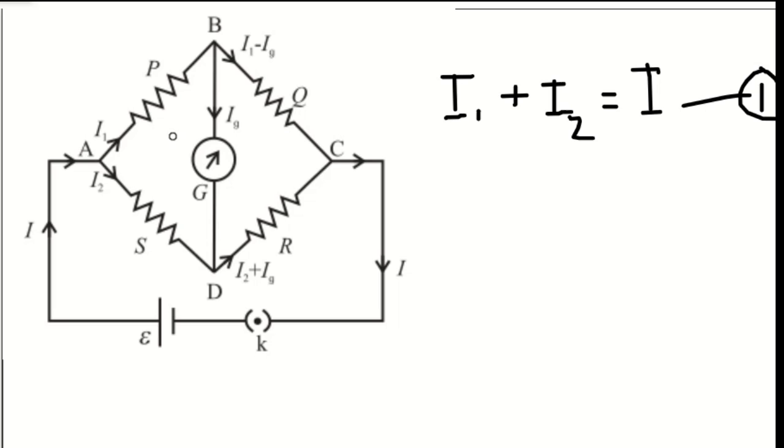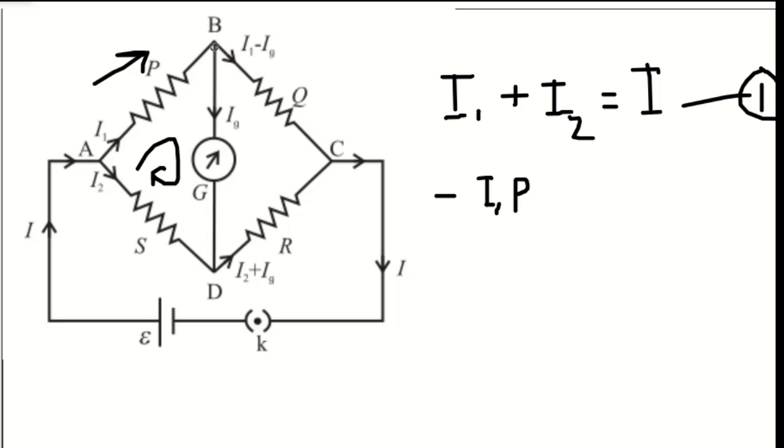Now we can solve for this loop A, B, D and again A. For this first loop we can apply Kirchhoff's voltage law. So if we go from A to B in this direction, the direction of the current is the same. So the potential difference we will write will be negative, and it is the product of current and resistance. So this will be I1 into P, that is the resistance from A to B.